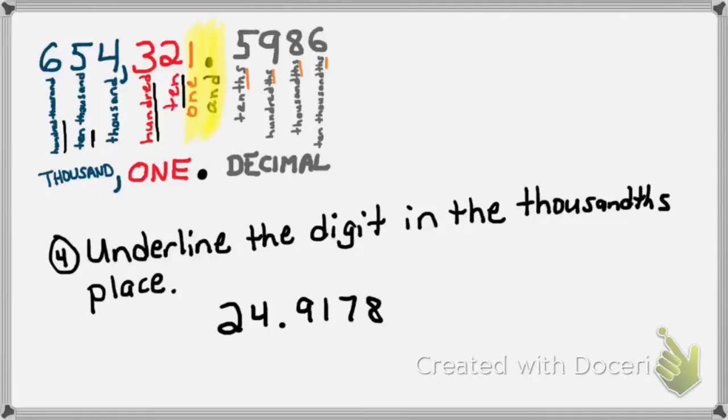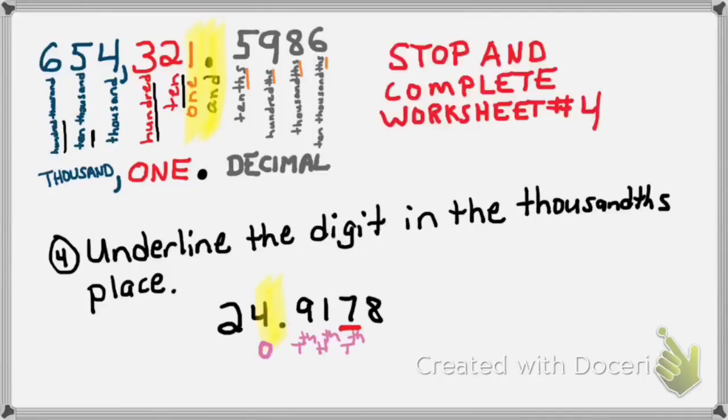Well, again, I will find the 1 and the decimal because there's only one 1 and there's only one decimal, and I will highlight them. Label that as the ones column, and what comes after the ones column works the same way as it does to the left. Ones, tens or tenths, hundreds or hundredths, thousands or thousandths. And I now found the thousandths column, so I'll underline that 7 because that's the digit in the thousandths column. Please stop the video and complete worksheet number 4 right now.